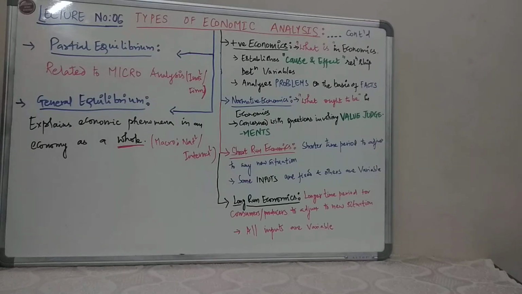Short-term economics: a shorter time period to adjust to any new situation, right? That's called short-term economics. For example, suddenly you see there is a war going on in West Asia, from where we source most of our crude oil. So what happens? For a limited period of time, the prices of crude oil shoot up and it has a detrimental effect on our economy.